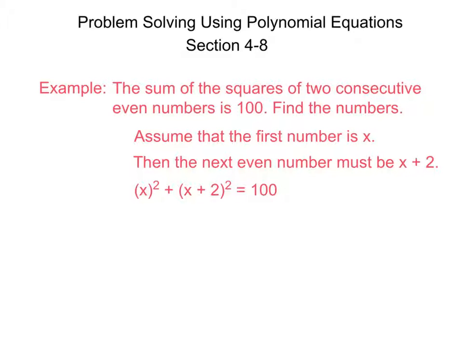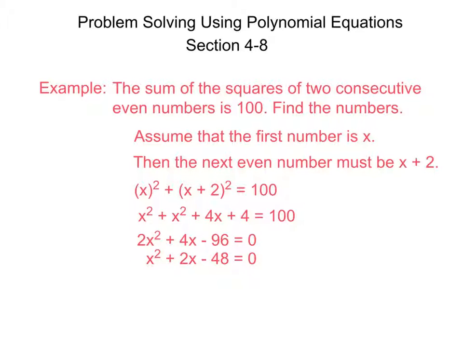Well, now let's simplify this and see if we can solve it. So if I combine like terms and bring everything over onto the left side, I end up with 2x squared plus 4x minus 96 equals 0. And now I notice that I can factor a 2 out, or divide both sides by 2, and if I do that, then I have x squared plus 2x minus 48 equals 0.